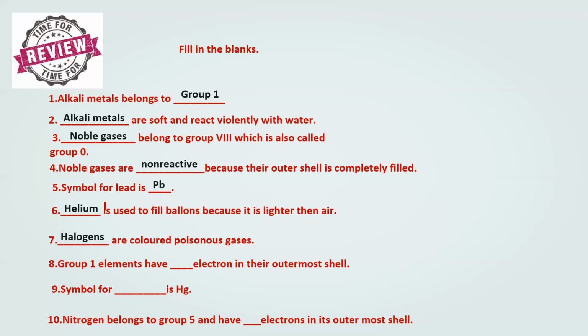Okay, now come towards the eighth one. Group 1 elements have one electron in their outermost shell. Only one electron is in their outermost shell. The symbol of mercury is Hg.